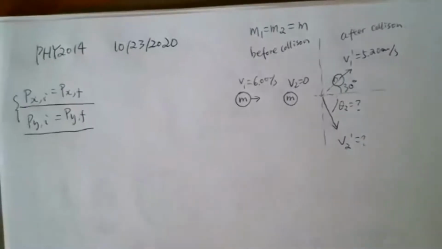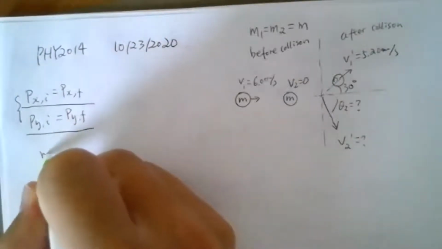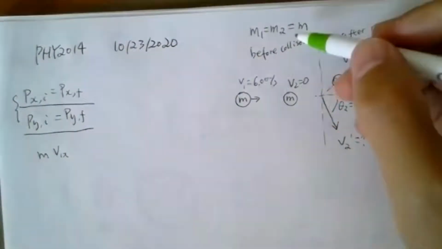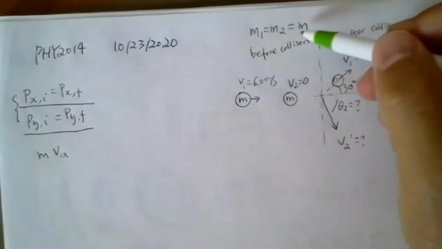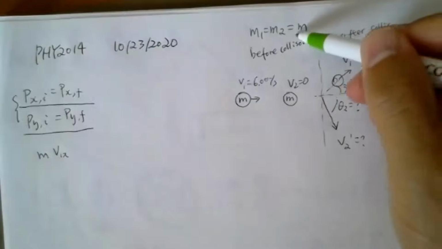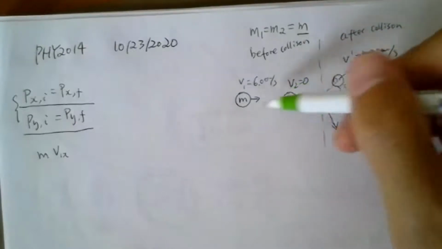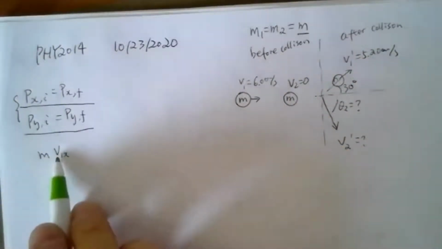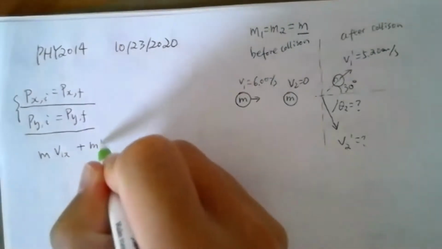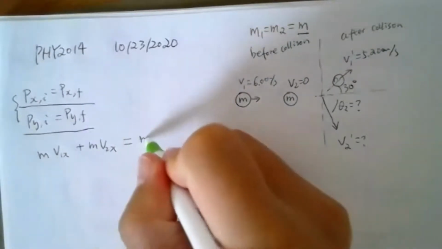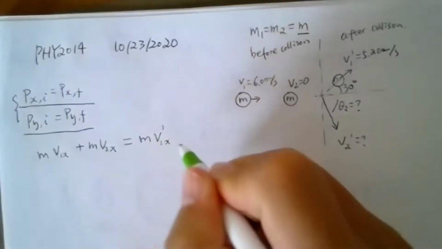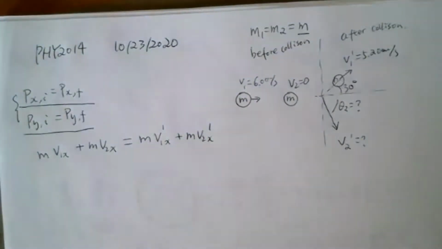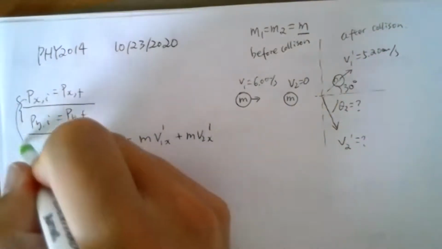Okay, so you want to start with the initial momentum, so it will be m1 v1x. Now it says the two parts are identical, m1 equal to m2, right? So let's just use the same mass m for the two parts. So m1 is m, m2 is also m. Then you can say m v1x plus m v2x should be equal to m v1x prime, where prime means final, plus m v2x prime. So this is the first equation.